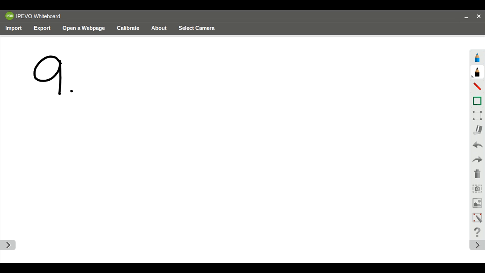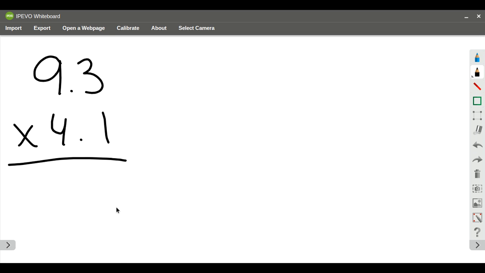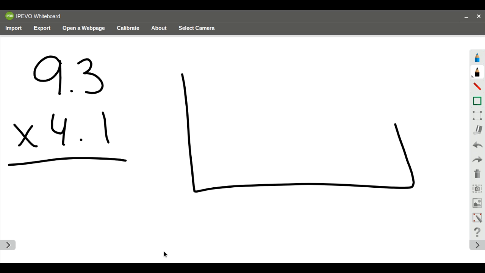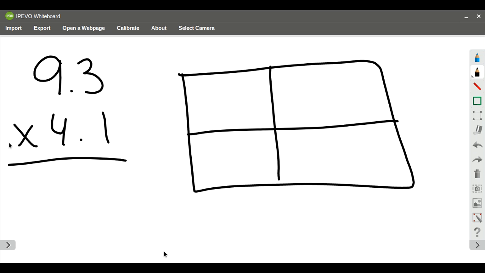All right, so let's take a look, and what we're going to do is 9 3/10, and I'm going to multiply that by 4 1/10. So 9 3/10 multiplied by 4 1/10. The first thing I'm going to do is set it up as a partial product. I'm going to estimate this time because I haven't been estimating. So I want to make sure that I do my estimations to check for reasonableness.